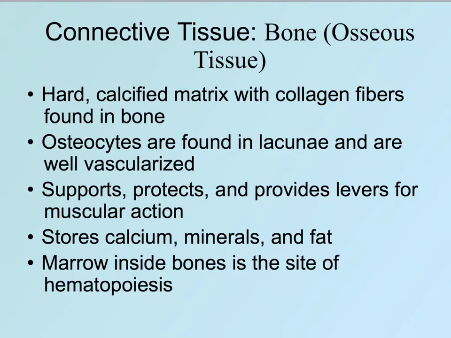Okay, bone is also a connective tissue. It's also called osseous tissue, and it's a hard calcified matrix with collagen fibers. The type of cells that are found in the bone are called osteocytes and are found in the lacunae, and bone is also well vascularized, meaning there's a lot of blood flow there. And of course, bone helps us to support and protect our body. It's something for the muscles to hook onto so that you can move. It's an important place where calcium and minerals are stored. And also in the bone marrow is where hematopoiesis occurs, which is formation of blood cells.